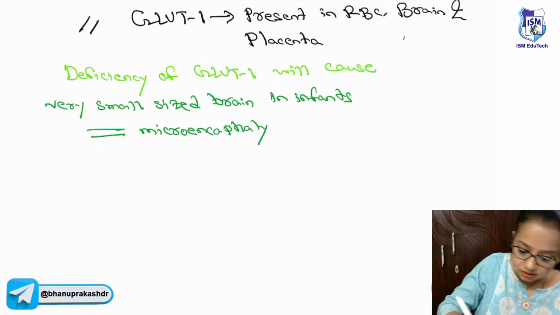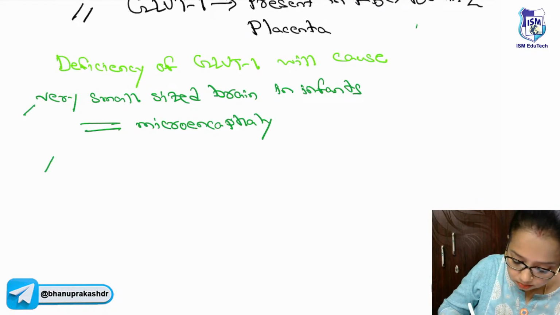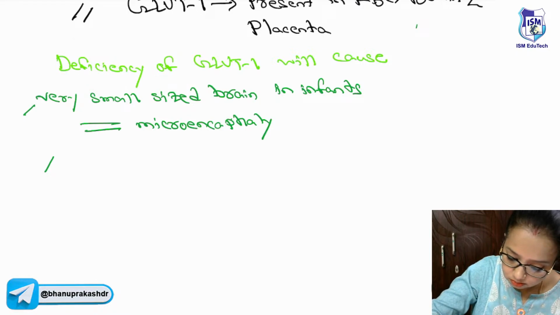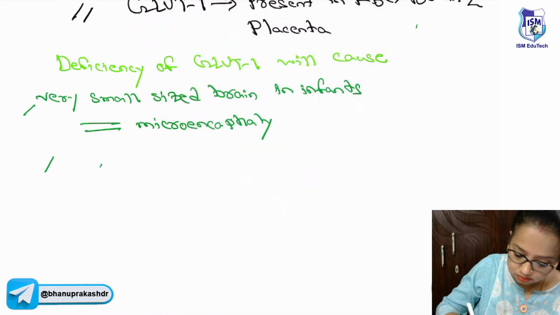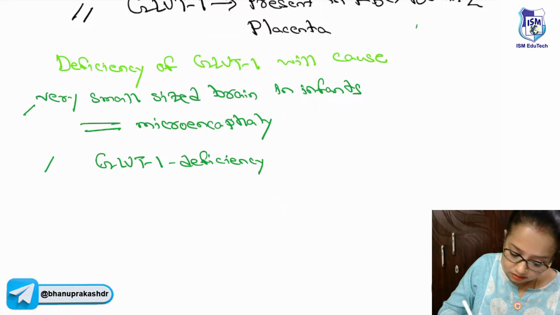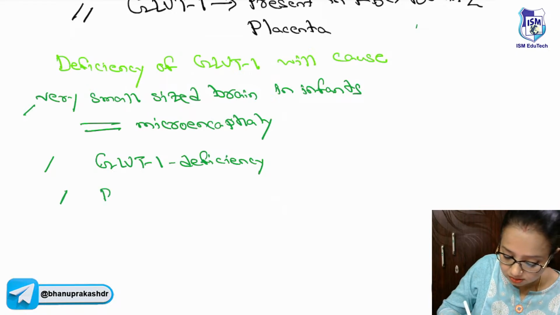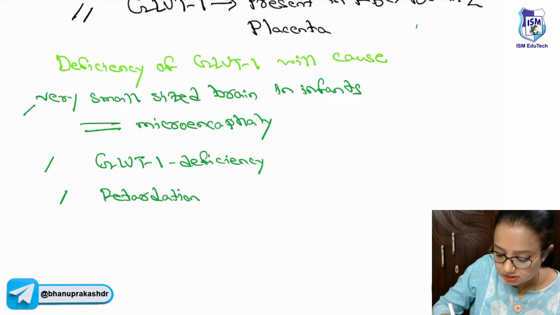The same child will also suffer from GLUT1 deficiency, and will eventually have retardation like mental growth retardation.